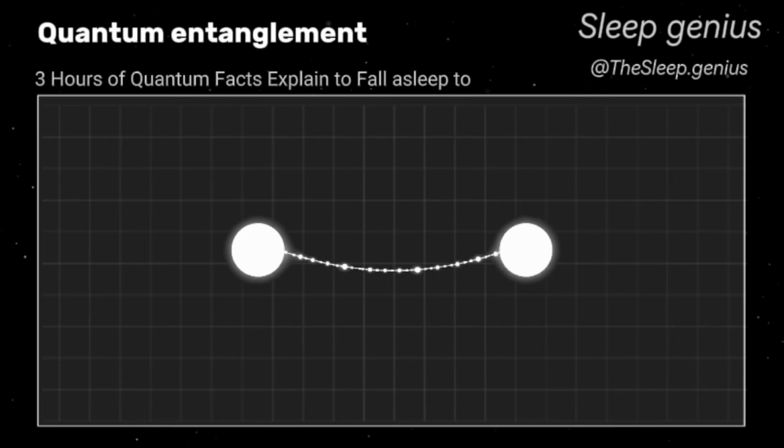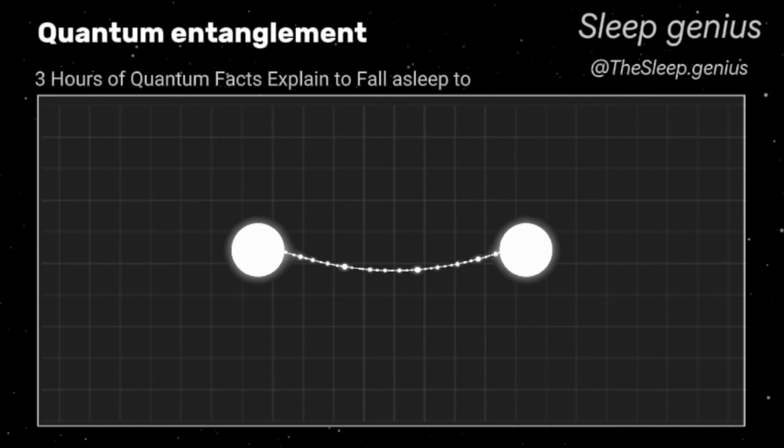Entanglement does not involve any direct signal or information transfer between the particles. Instead, it is a correlation between their states, with the measurement of one particle's state instantly determining the state of the other, even though no information is actually transmitted.